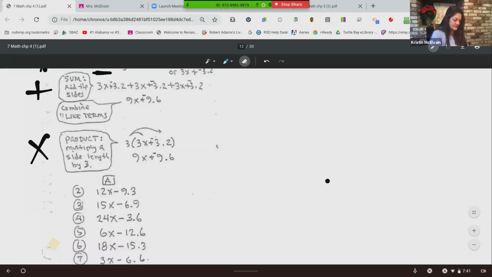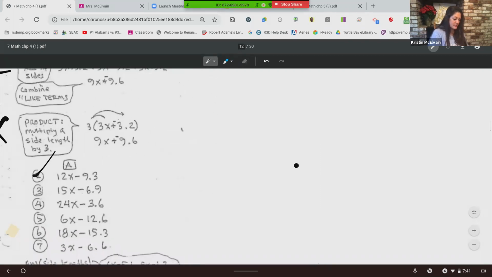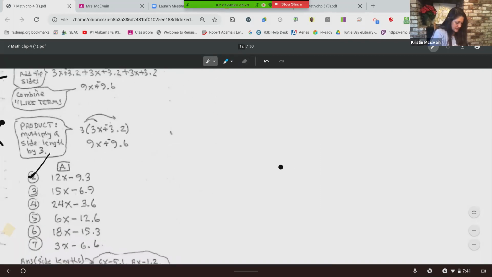There. All right, so we have done 1 and 2. So now we are on number 3. Let me erase those little dots there. All right, number 3. Let's see if I can give myself some more room. So for number 3, we want to see the side length of one side.